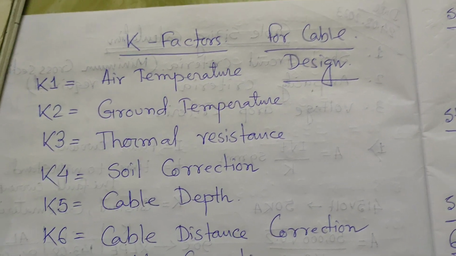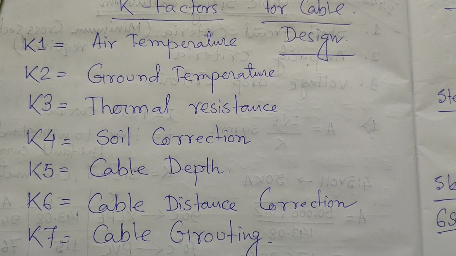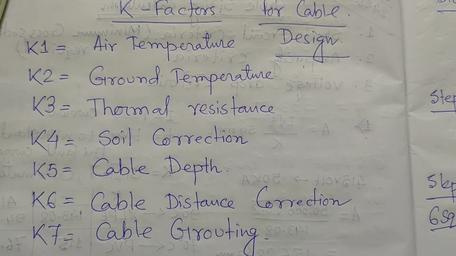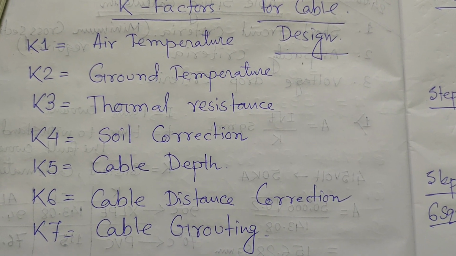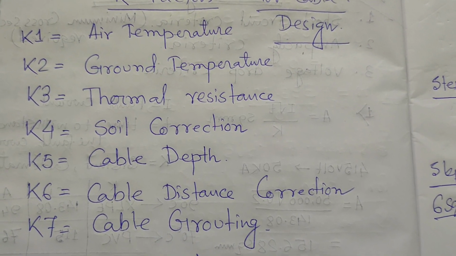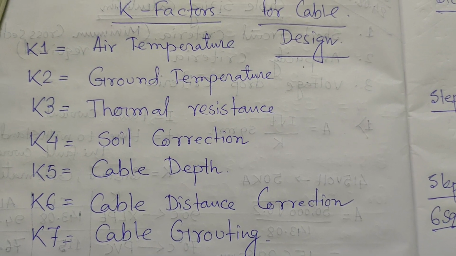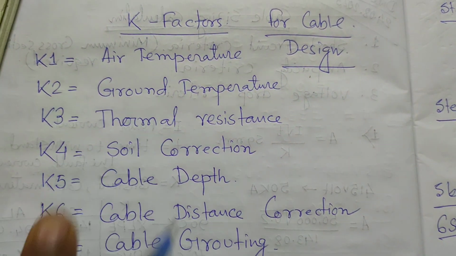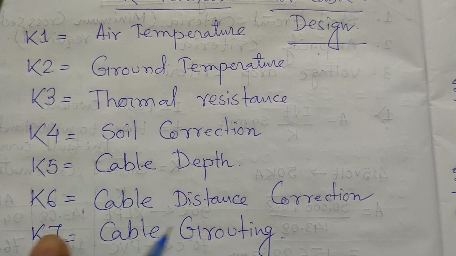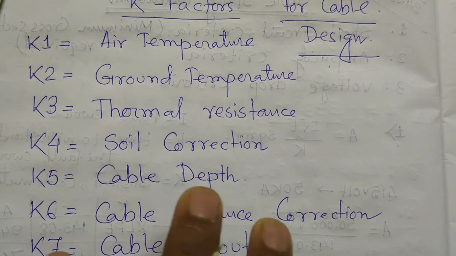For the cable design calculations, there are lots of factors and parameters. By considering these parameters, we design the cables. So what are these parameters? They are K1, K2, K3, K4, K5, K6 and K7.